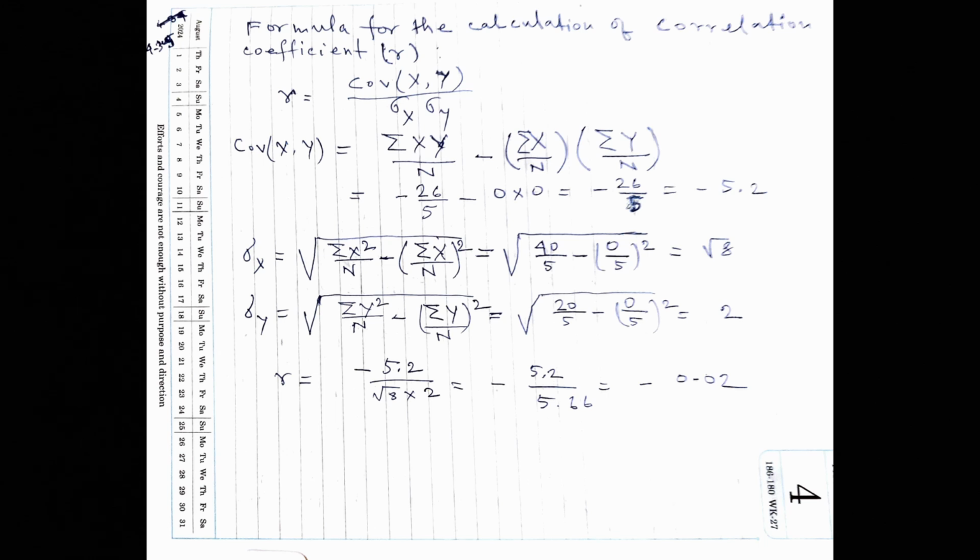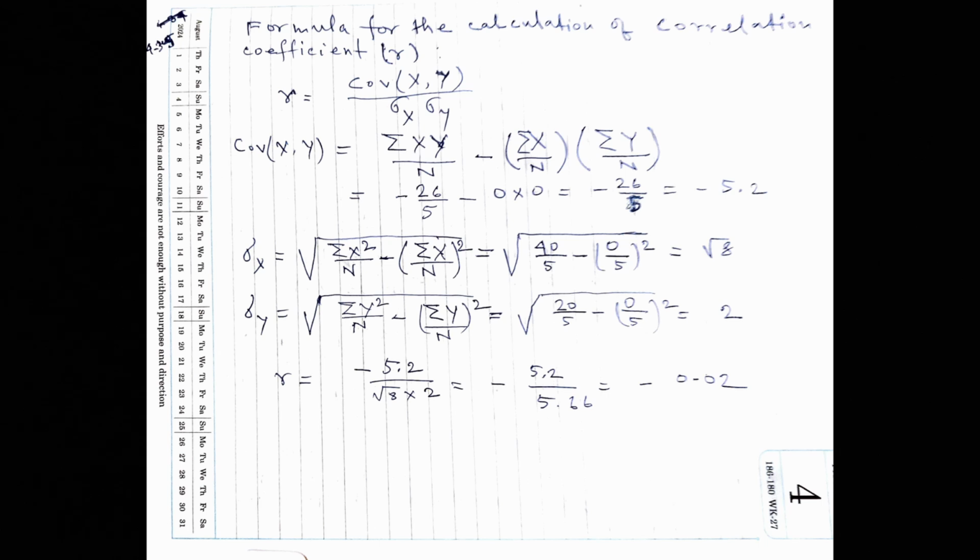First of all we take the value of sigma x is equal to root over summation X square by n minus summation X by n whole square, is equal to root over 40 by 5 minus 0 by 5 whole square, is equal to root over 8. Sigma y is equal to root over summation Y square by n minus summation Y by n whole square, is equal to root over 20 by 5 minus 0 by 5 whole square, is equal to 2.